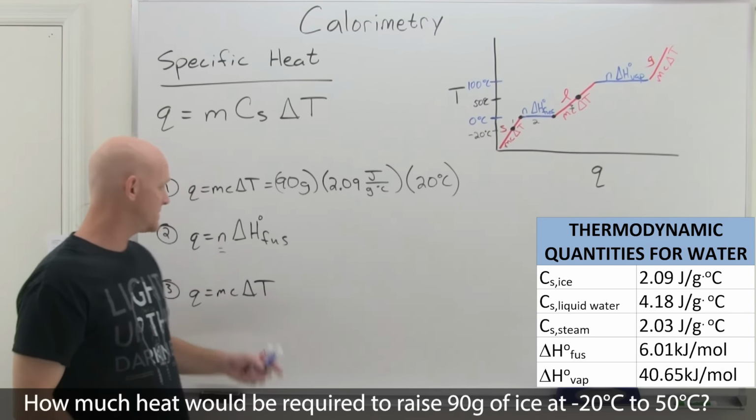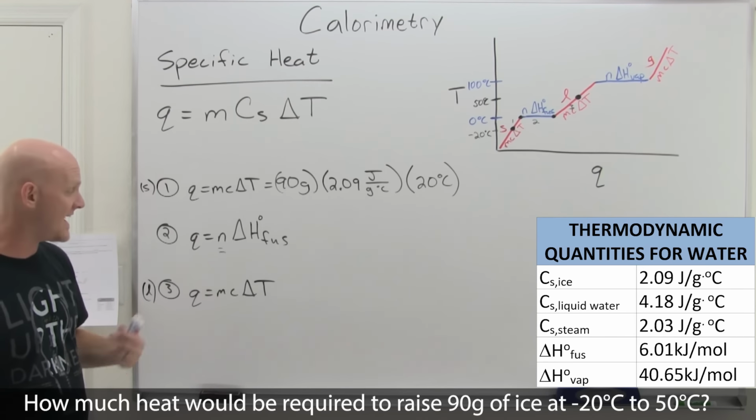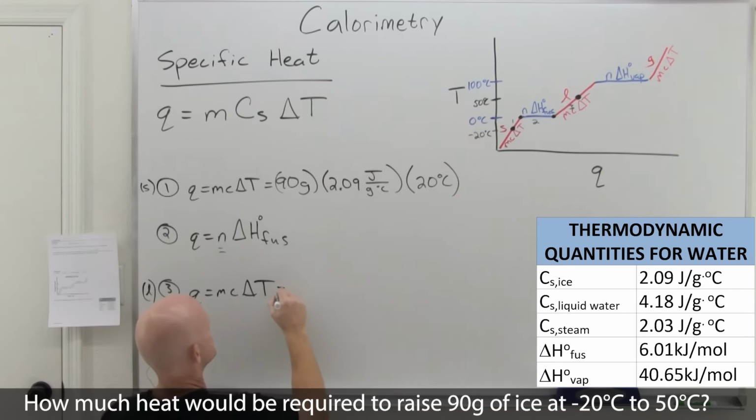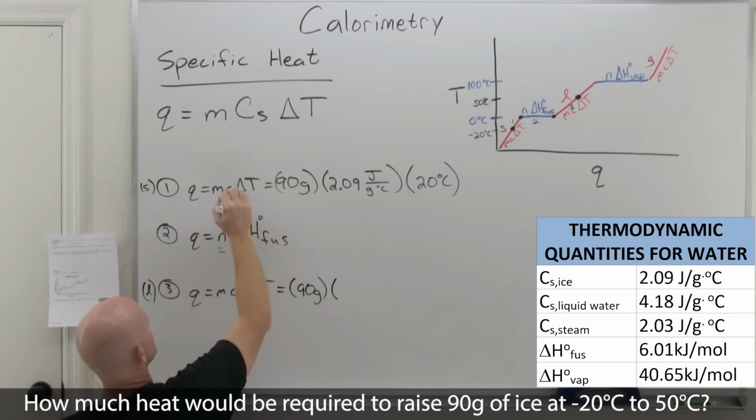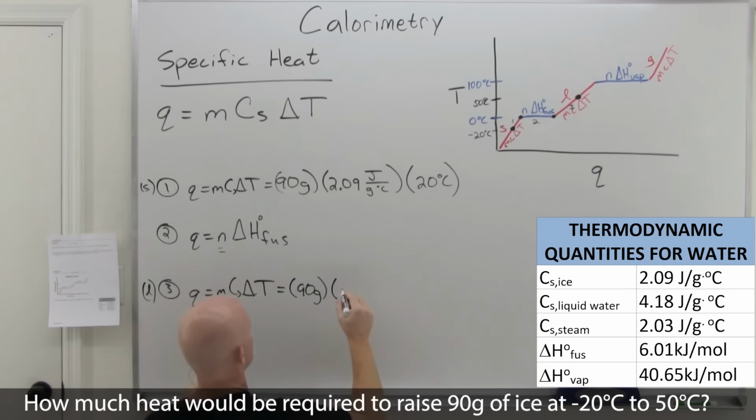And at this stage, I like to set up parts 1 and 3 at the same time since they're both using mCΔT, just to save some time. And so again, 90 grams. And in this case, we want to use the specific heat. I provided you with CS. Some other books will use lowercase c, but I'll go with the capital CS here to be consistent. My bad. And then we've got to use the specific heat of liquid water, now provided as 4.18 joules per gram degree Celsius.